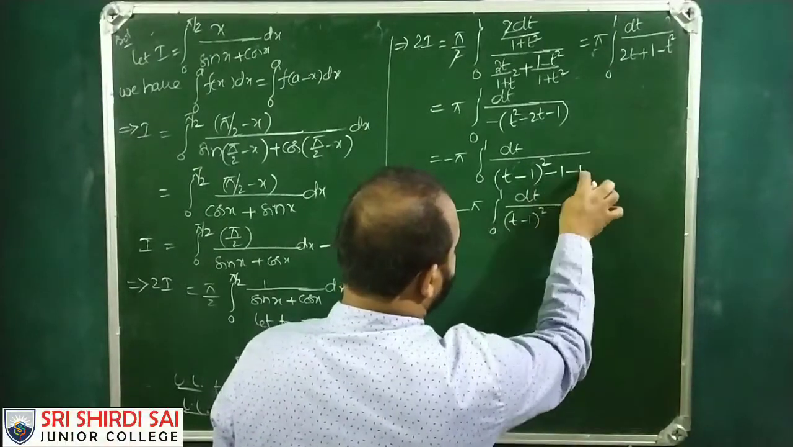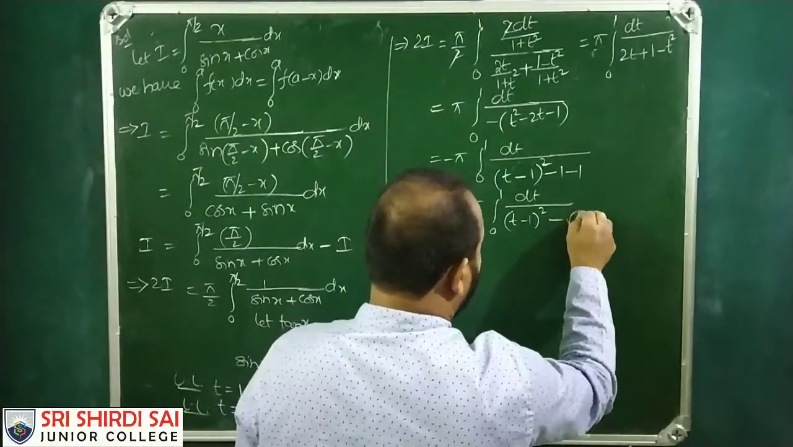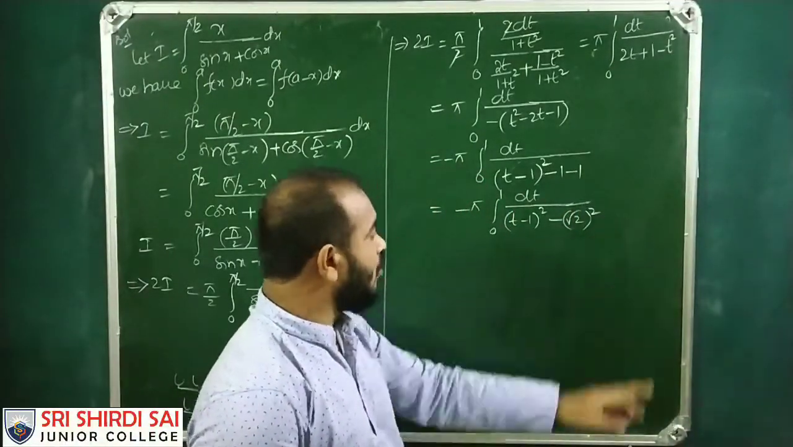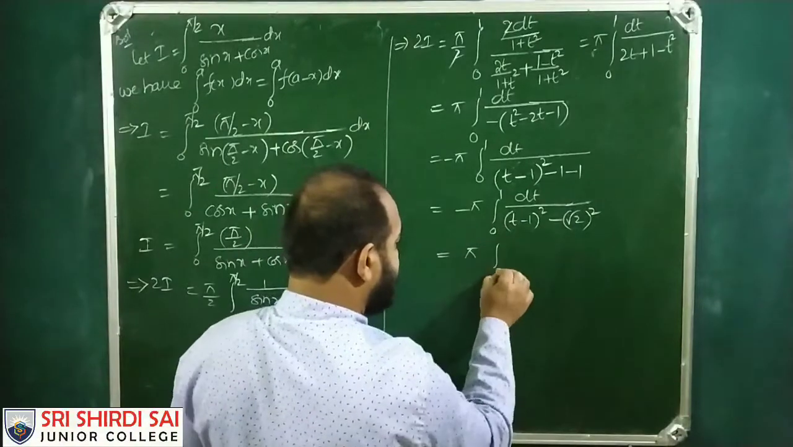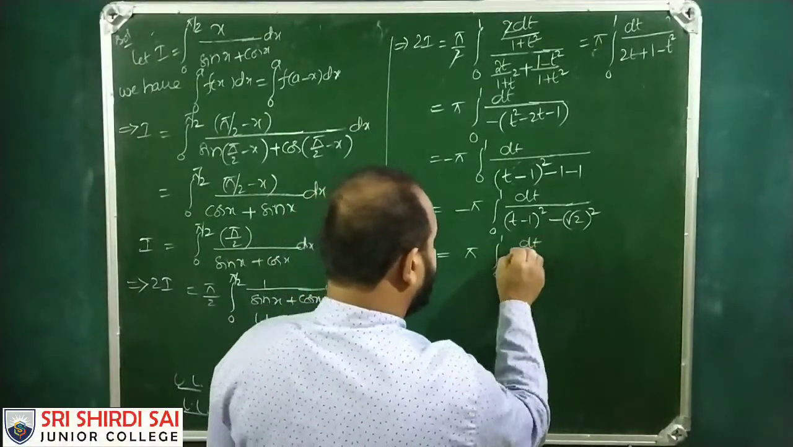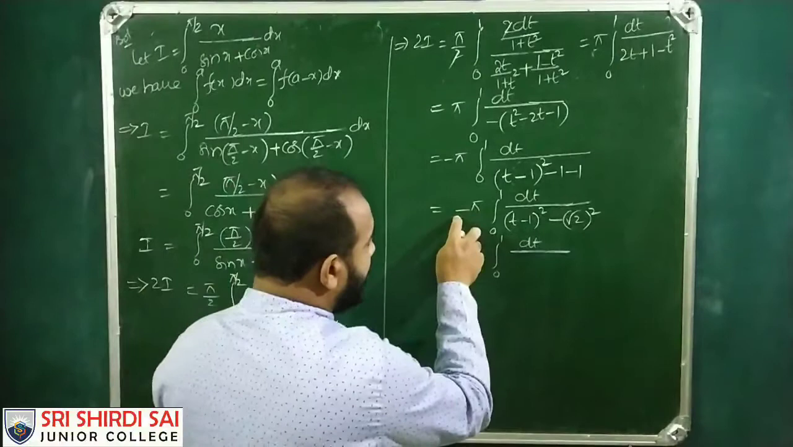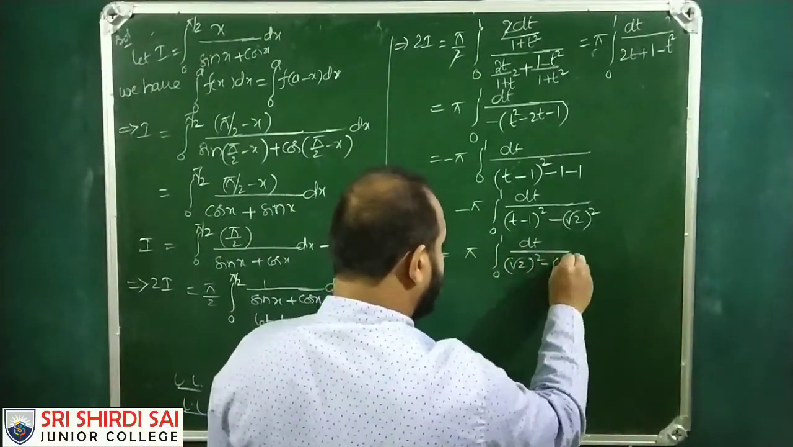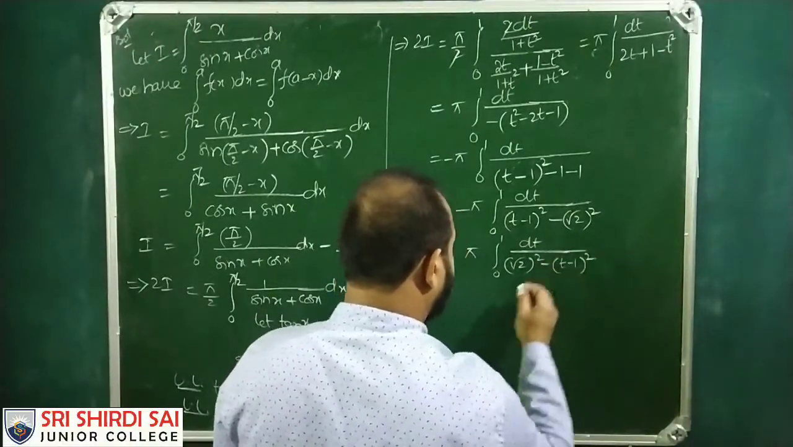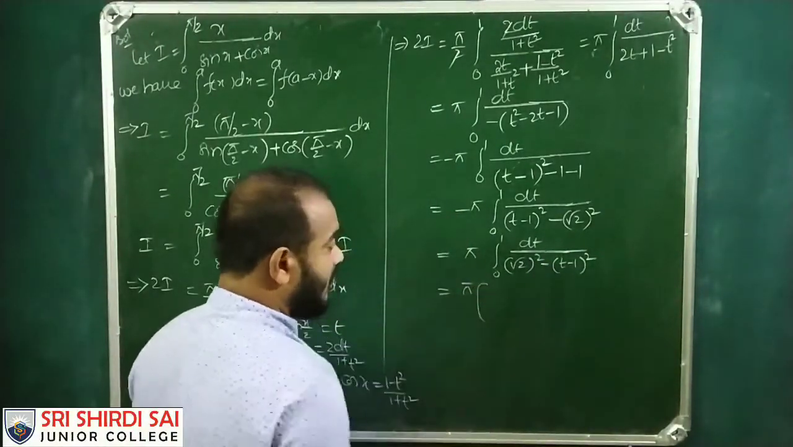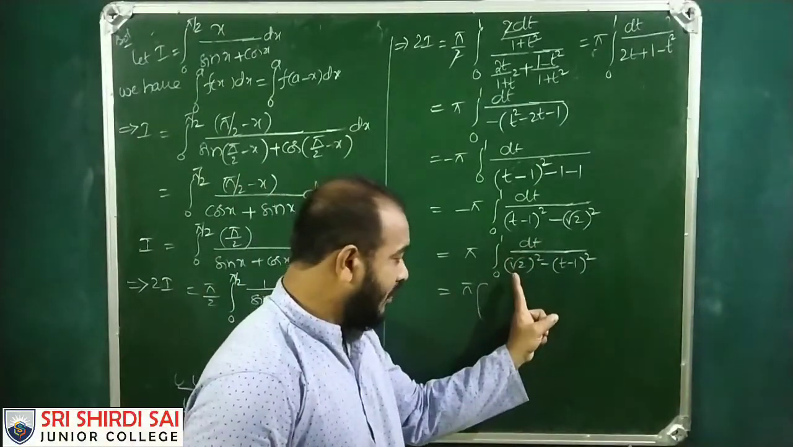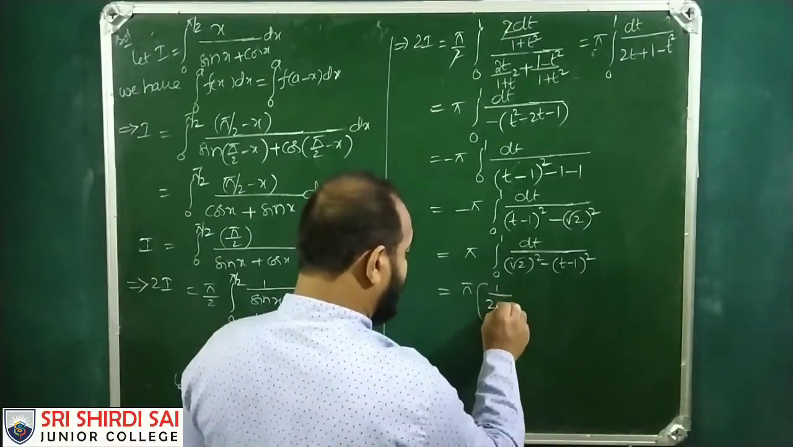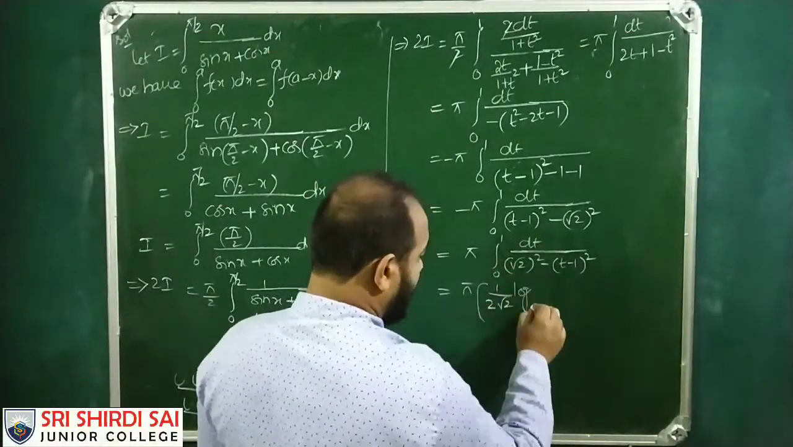minus 1 minus 1 is minus 2. So minus root 2 whole square we can write; 2 can be written as root 2 whole square. So this is equal to pi, integral 0 to 1 dt by, if you multiply the minus inside, minus into minus is plus, (root 2) whole square minus (t minus 1) whole square. So this is equal to pi. This is of the form 1 by (a square minus x square), which gives 1 by 2a, 2a is root 2, log of (a plus x) by (a minus x).